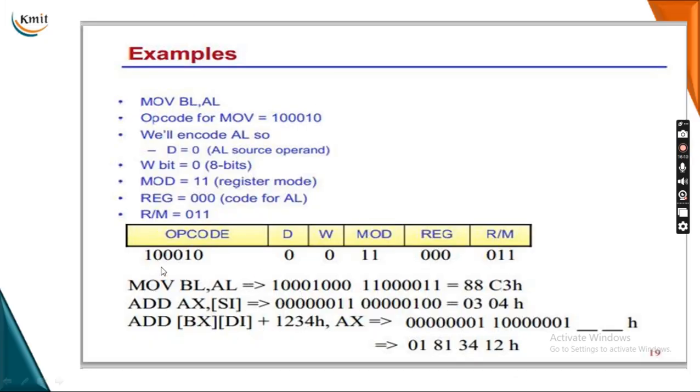So the total bytes are 10001000 11 000 011. In hexadecimal it is 88C3H. So this is how you will be coding the assembly language into machine level.